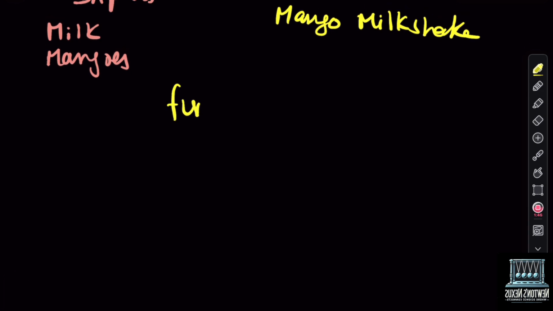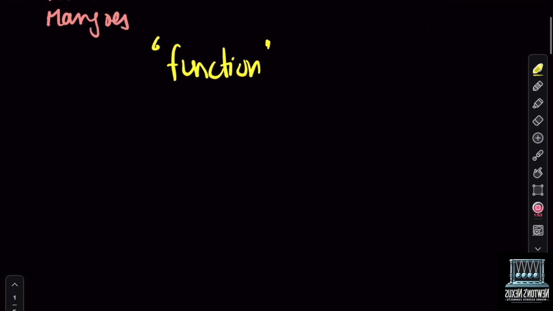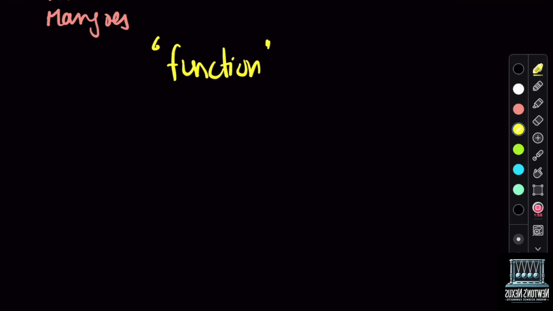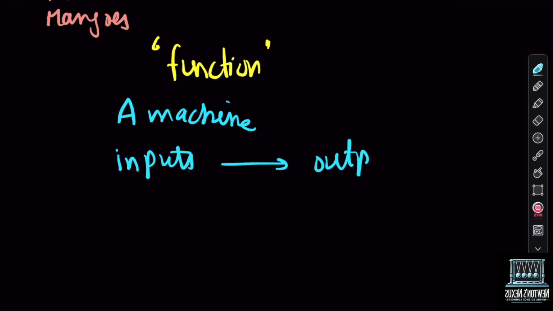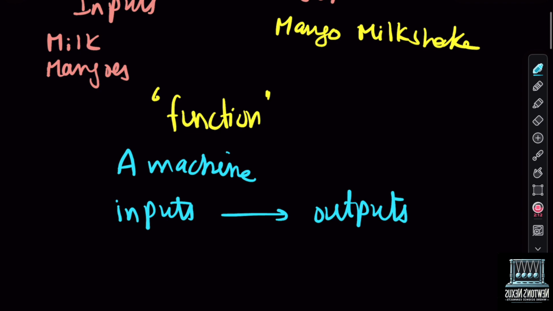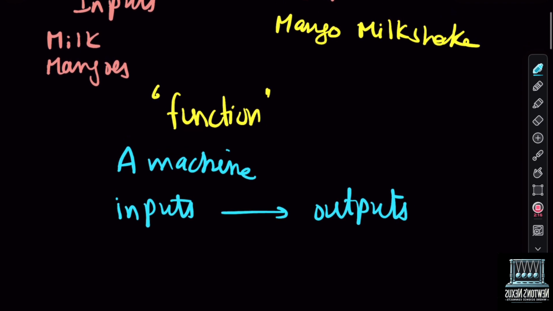Well, in context of this scenario, what is a function? Function is basically a machine which converts your inputs to outputs. A machine where your inputs are converted to outputs. And in this case, my milk and my mangoes were converted into the mango milkshake. All right. So my inputs are milk and mangoes, and my output is simply mango milkshake.